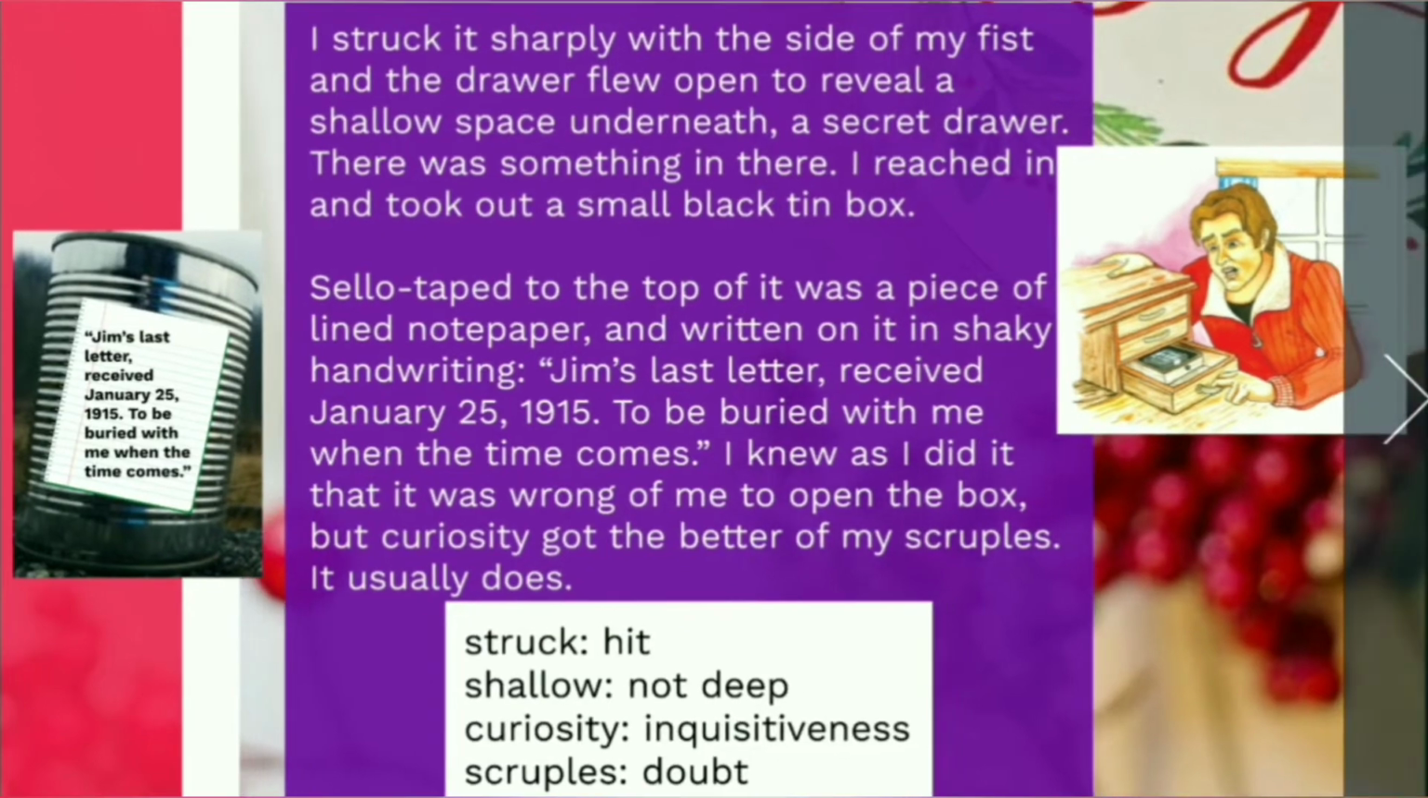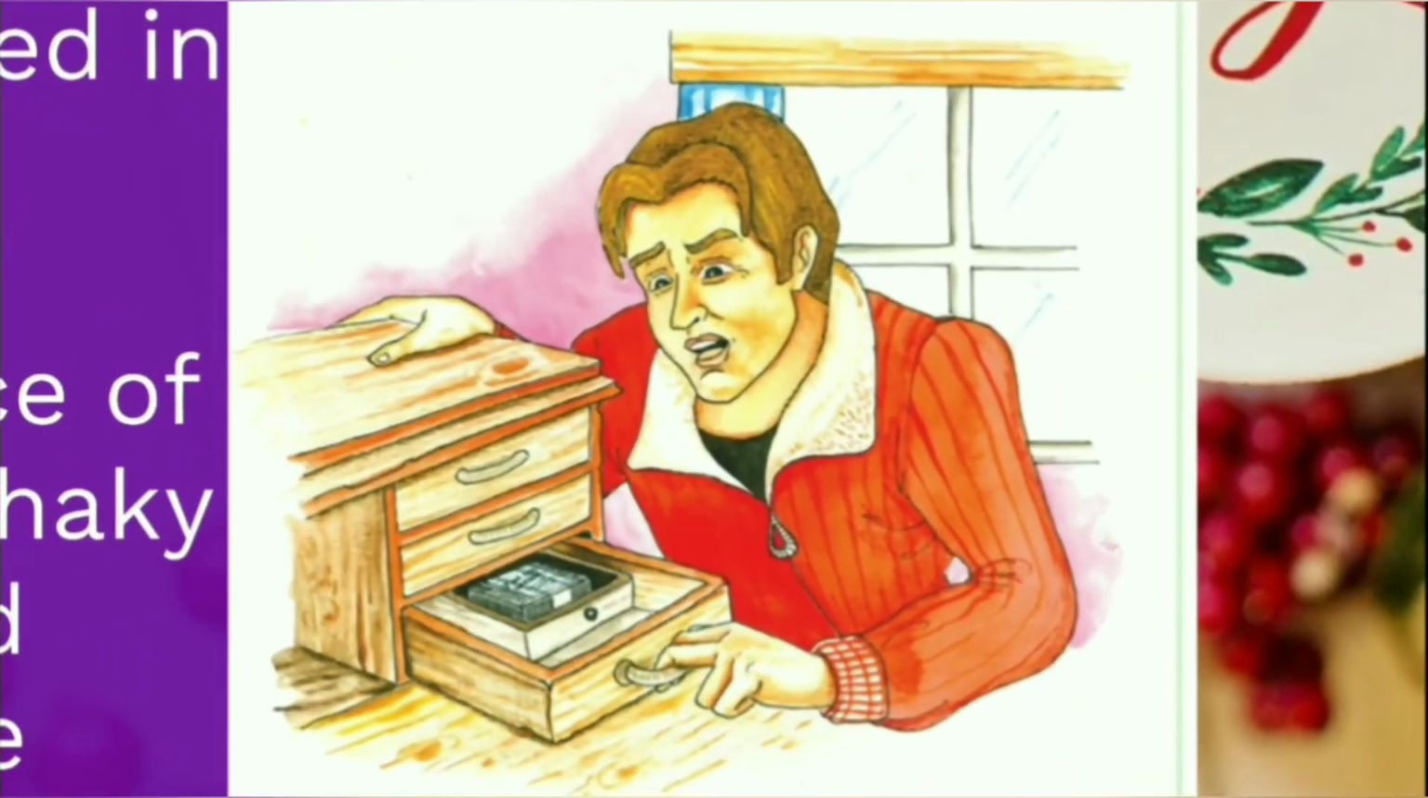So the narrator struck or hit the table with his fist and the drawer opened up immediately. He finds that there is a shallow, meaning not so deep, space under that drawer where a black tin box is hidden.